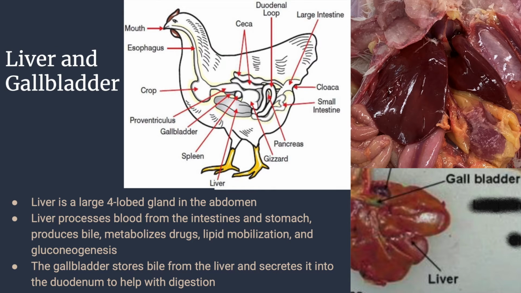The liver and gallbladder. The liver is a large four-lobed gland in the abdomen, and the liver processes blood from the intestines and stomach. It produces bile, metabolizes drugs, and is a site for lipid mobilization and gluconeogenesis. The gallbladder will store bile produced in the liver and secrete it into the duodenum of the small intestine to help with digestion.